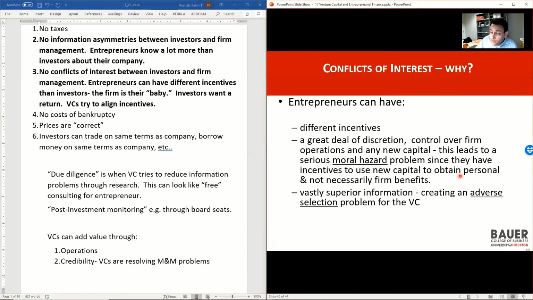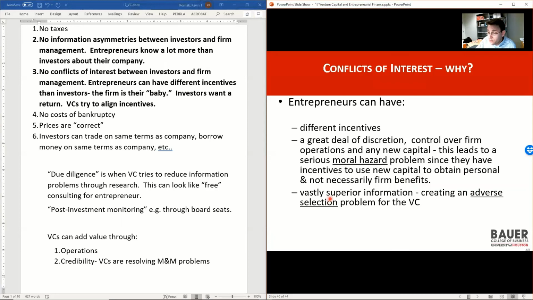Founders may try to obtain personal perks. Again, you want to look like a kind of visionary or something. So you want to get on magazine covers, you want to go to all the fancy dinners, whatever, rub elbows with the big shots. That may be what the entrepreneur wants to do. That's not necessarily what the investors want. They don't care about that unless it leads to returns.